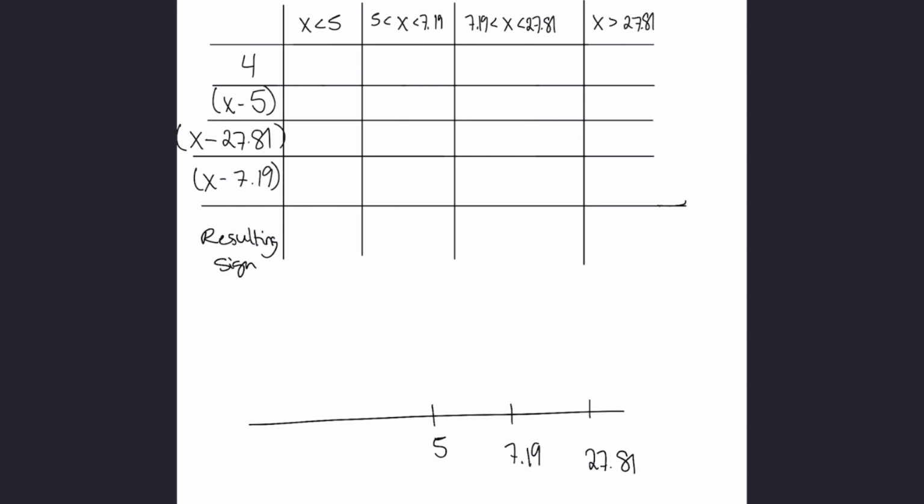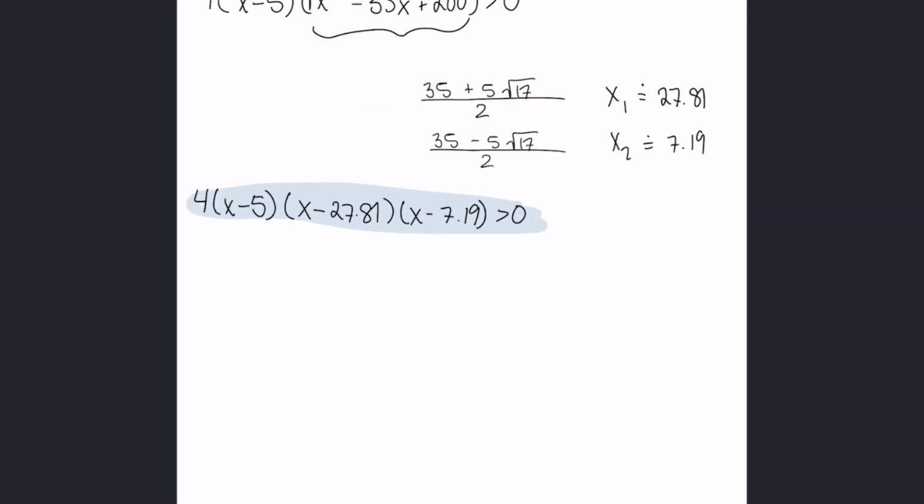So I created this chart here, based off of this number line at the bottom. So you can see on this number line I put 5, 7.19, and 27.81. And I put these here because they are zeros. So they're the numbers that when we plug them into this equation over here that I highlighted will produce 0.